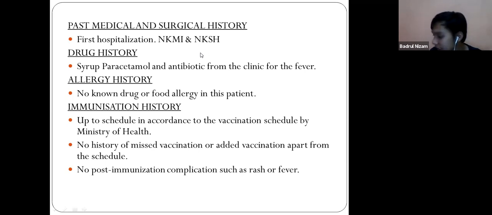For the drug history, the patient was given syrup paracetamol and antibiotic only. However, the father was unsure what type of antibiotic from the clinic. There is no allergy history, either drugs or food allergy. The immunization was up to date to the vaccination. There is no other history of receiving additional vaccination or post immunization complication, such as rash and fever.